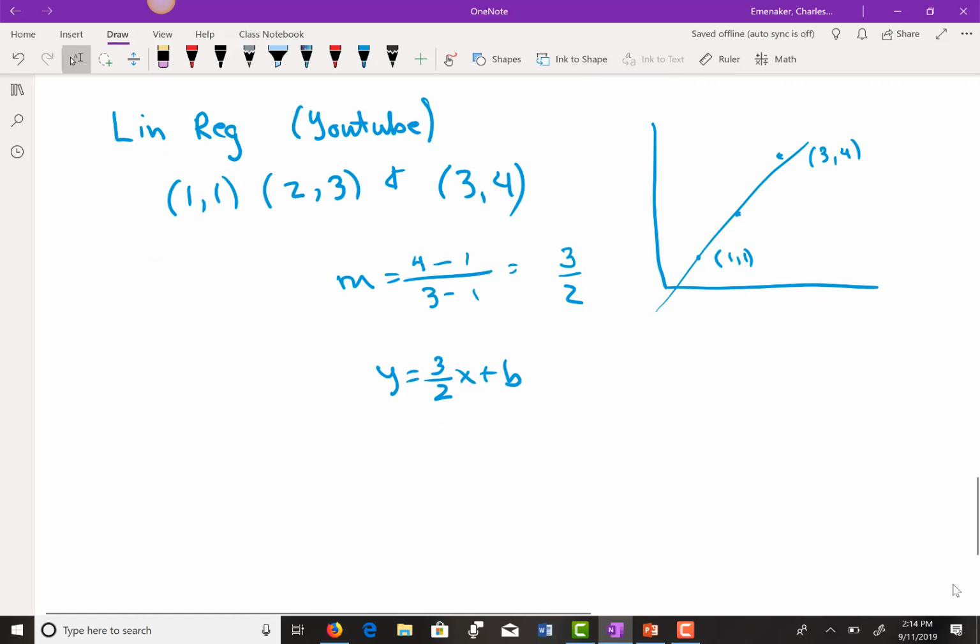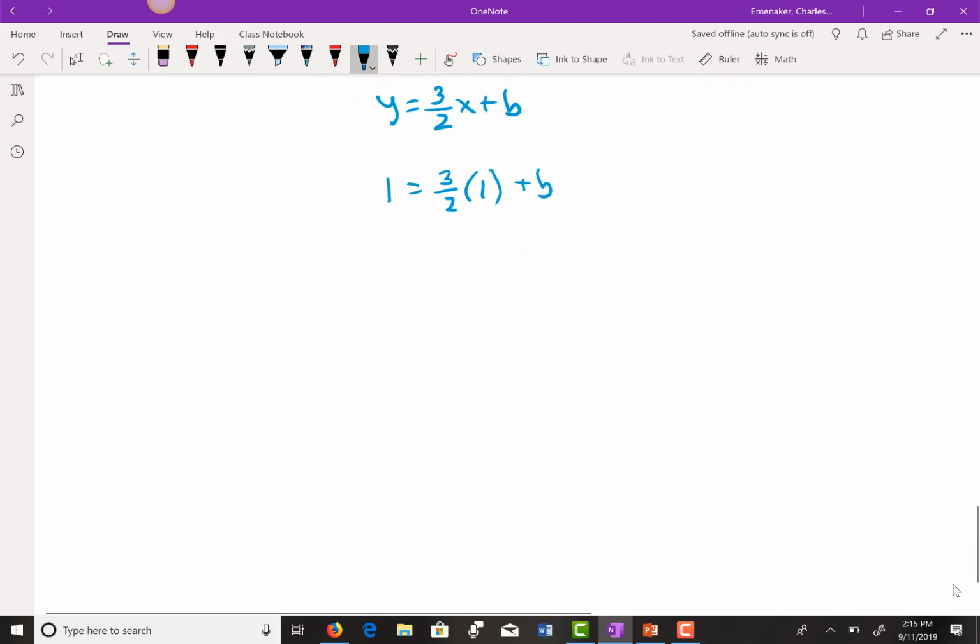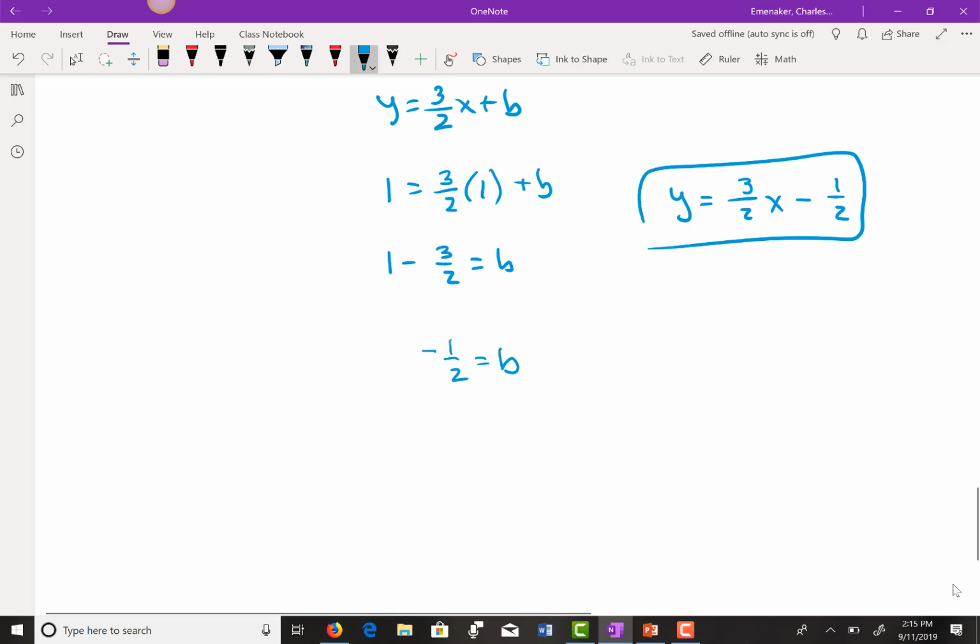Now, look at the 2 points that were used to determine the slope. They were the points 1, 1 and 3, 4. You've got to plug one of those 2 points into this equation. Which would be the easier to work with, 1, 1 or 3, 4? Yeah, let's just go with 1, 1. So we're going to plug in 1 for y, 1 for x, plus b. So what we're going to have is 1 minus 3 halves equals b. What's 1 minus 3 halves? 1 half, and it's going to be negative. Good. Equals b. So this gives us the equation y equals 3 halves x minus 1 half. Everybody good?